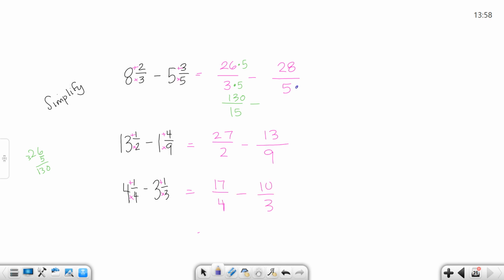Okay, looking at this one, to turn it into a 15, I'm going to multiply it by 3. So that's going to give me 15 on the bottom. If I multiply by 3 on the bottom, I multiply by 3 on the top. And now I have a common denominator. So now that I have the common denominator, I'm going to keep it. I'm going to say 130 minus 84, because that's what the top looks like.